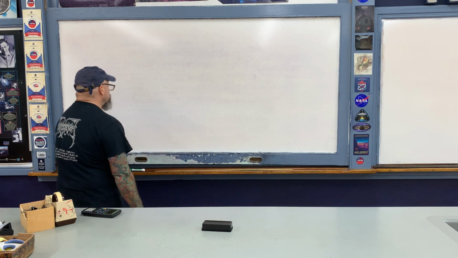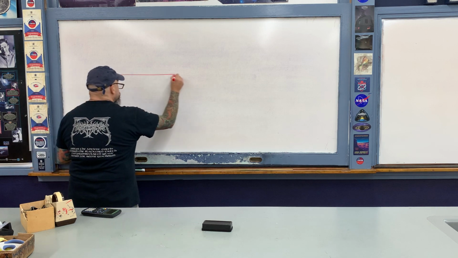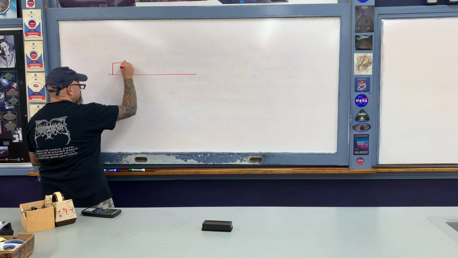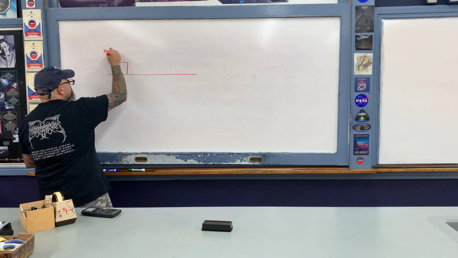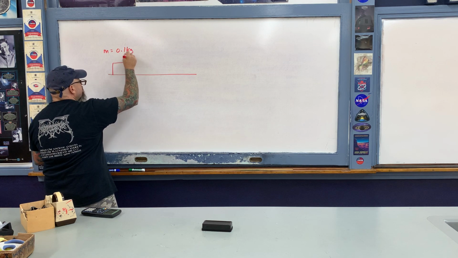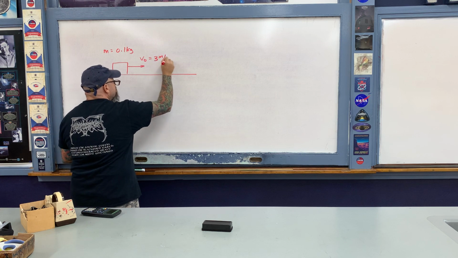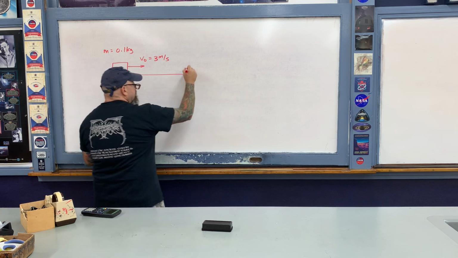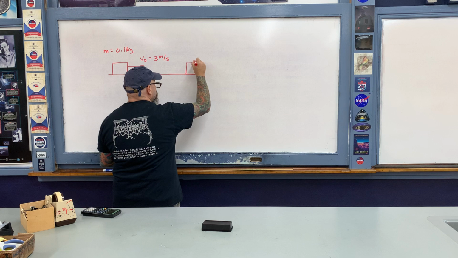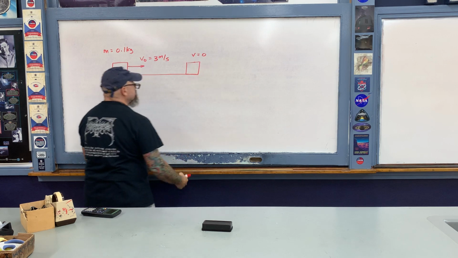So now let's set up the scenario. All right, so here's this surface. Here's the eraser of mass m equal to 0.1 kilogram, and it's initially moving to the right after I let go of it with a speed of 3 meters per second. Okay, it ends up at rest over here. Its final speed is equal to 0.